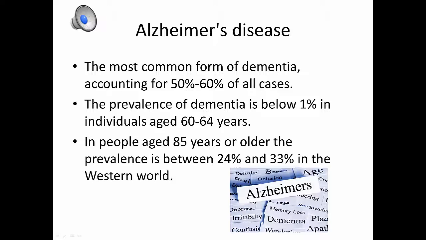Alzheimer's disease is the most common form of dementia, accounting for over half of all cases. The prevalence of Alzheimer's dementia is low in people less than 65 years of age, but there is a rapid increase such that in people aged 85 years or older, the prevalence is between a quarter and a third of all adults.